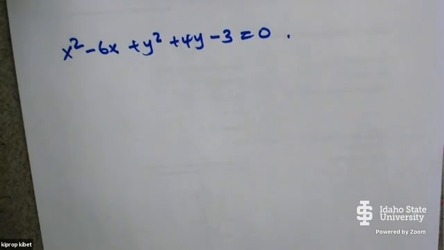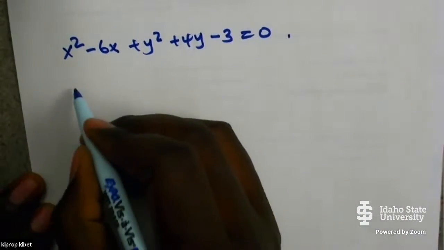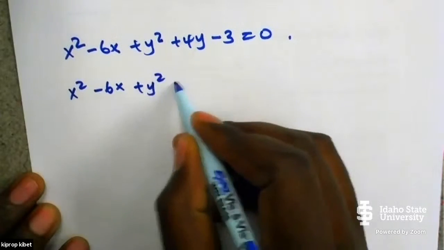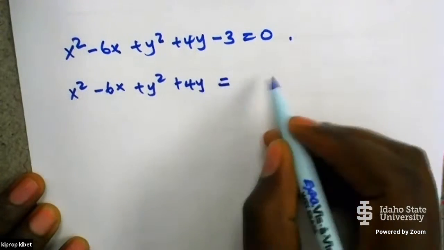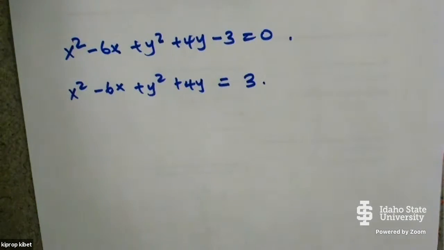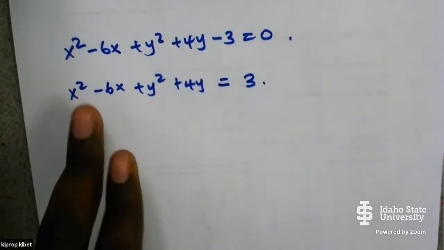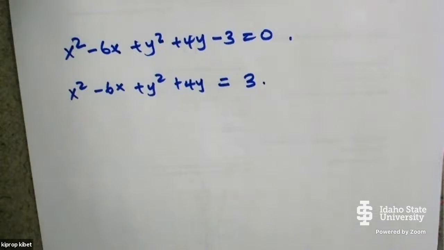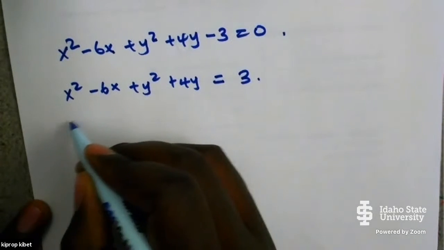Okay, so how should we do this? We take 3 to the other side. So x squared minus 6x plus y squared plus 4y equals to 3. Then we complete the squares in both of them. Looking at this, the coefficient of x squared is 1, and the coefficient of y squared is 1. So we complete the squares.